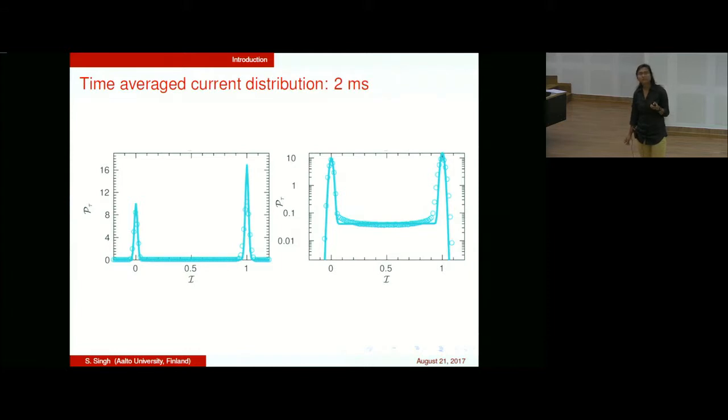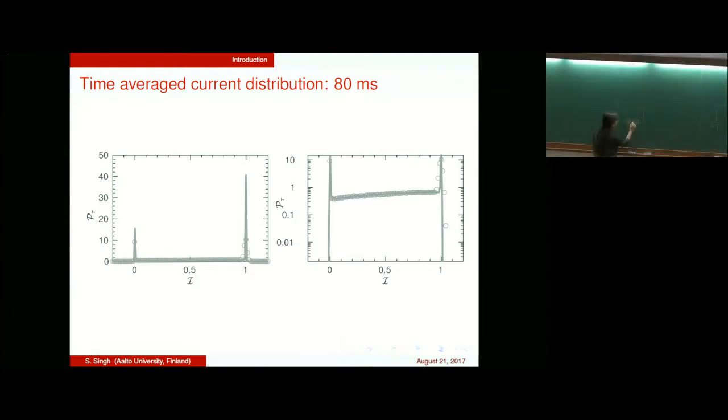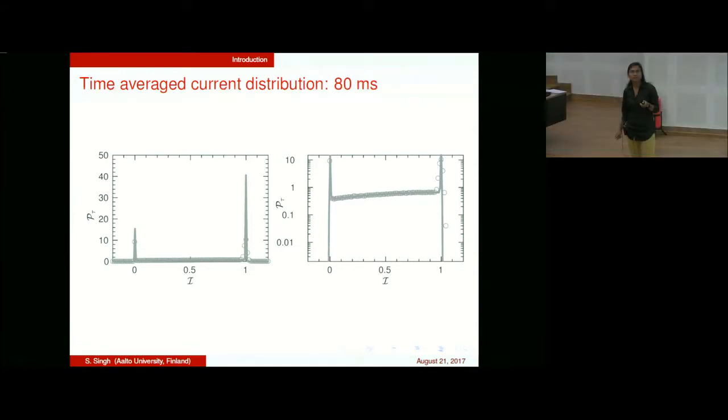So when I proceed from 2 milliseconds to 80 milliseconds, I see that my distribution is becoming smaller. That's because I'm averaging over the noise. So my current is something like 0 and 1 plus some noise there. When I'm averaging over 80 milliseconds, this spread is reducing, and then I'm getting peak behavior. And also we see that these numbers are increasing here.